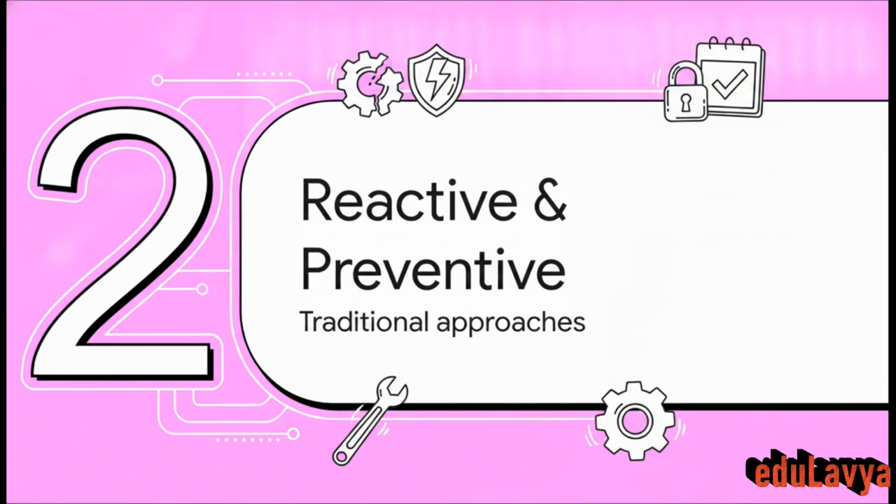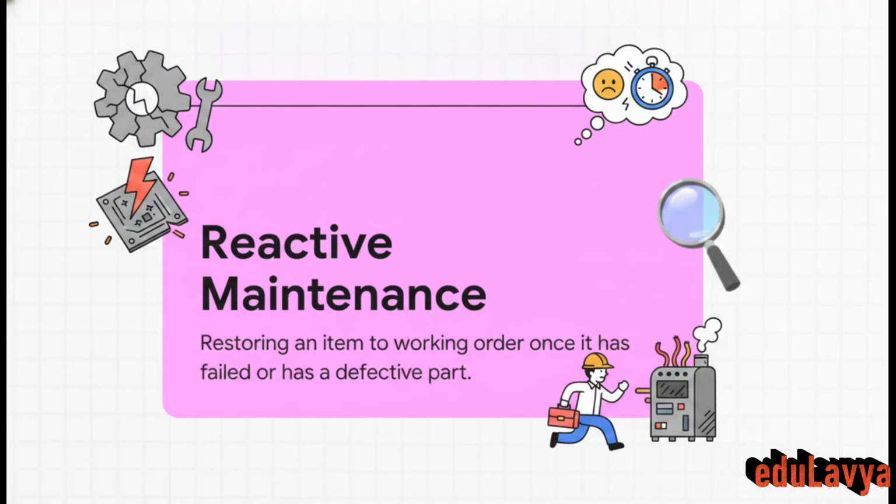That brings us to Section 2, reactive and preventative maintenance. These are really the traditional approaches to the problem. Let's start with reactive, or corrective maintenance. This is the most basic approach in the toolkit. You are literally just fixing what's broken after a failure has already happened. You wait for a component to stop working, and then, boom, you send someone out to repair or replace it.